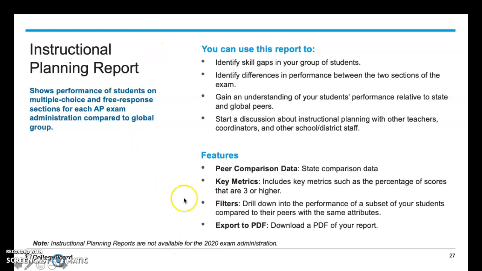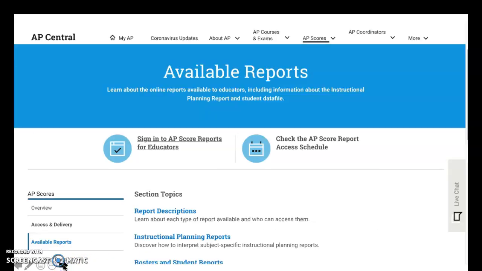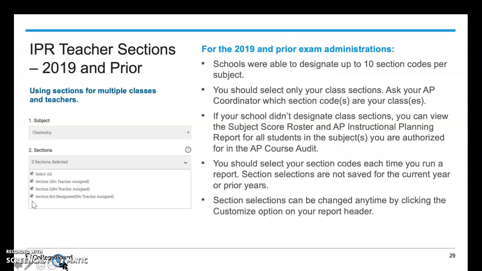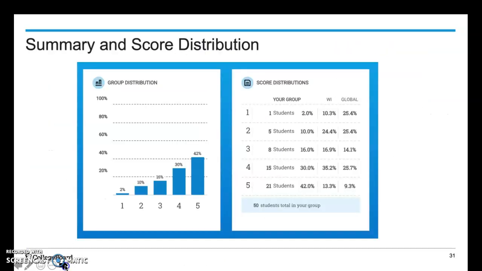So you can look at how I use my instructional planning report to find where there are gaps, where students didn't do very well on a particular topic, and get a lot of feedback on how I alter my instruction for the following year. So you can get this on your AP Central homepage. And again, just some of the different things that are going to be available here. I'll just show you an example. This is from my previous year's instructional planning report.